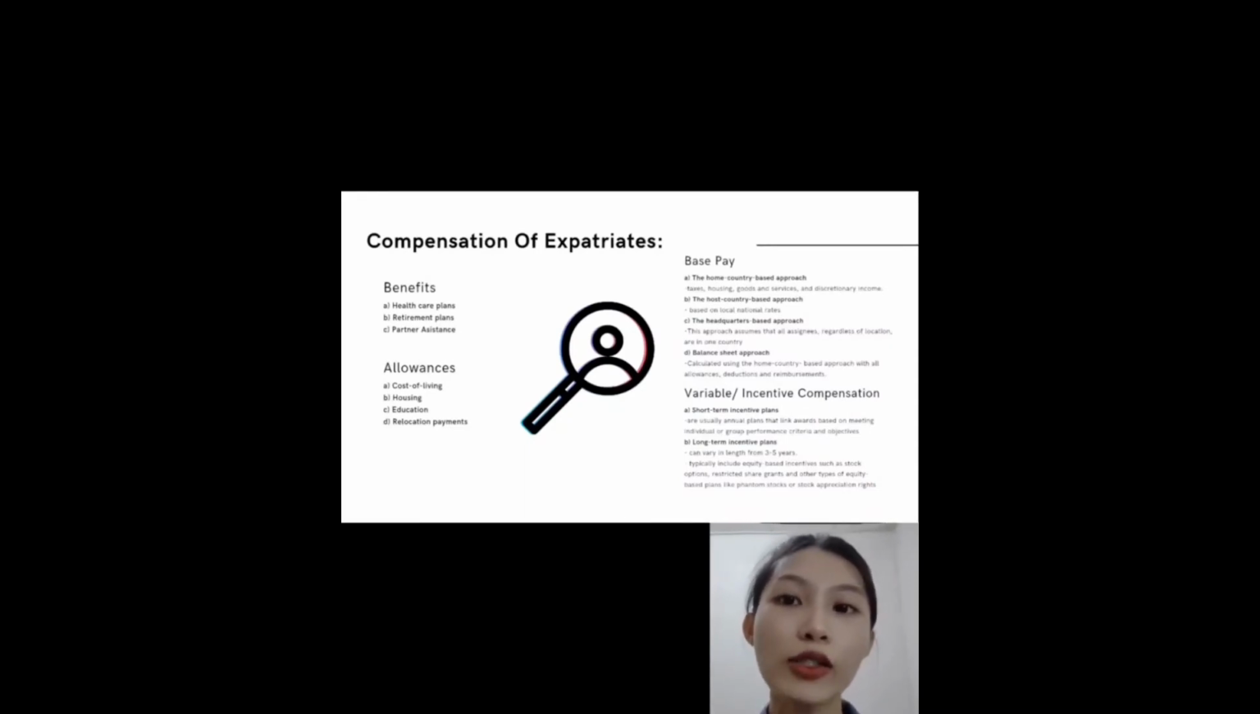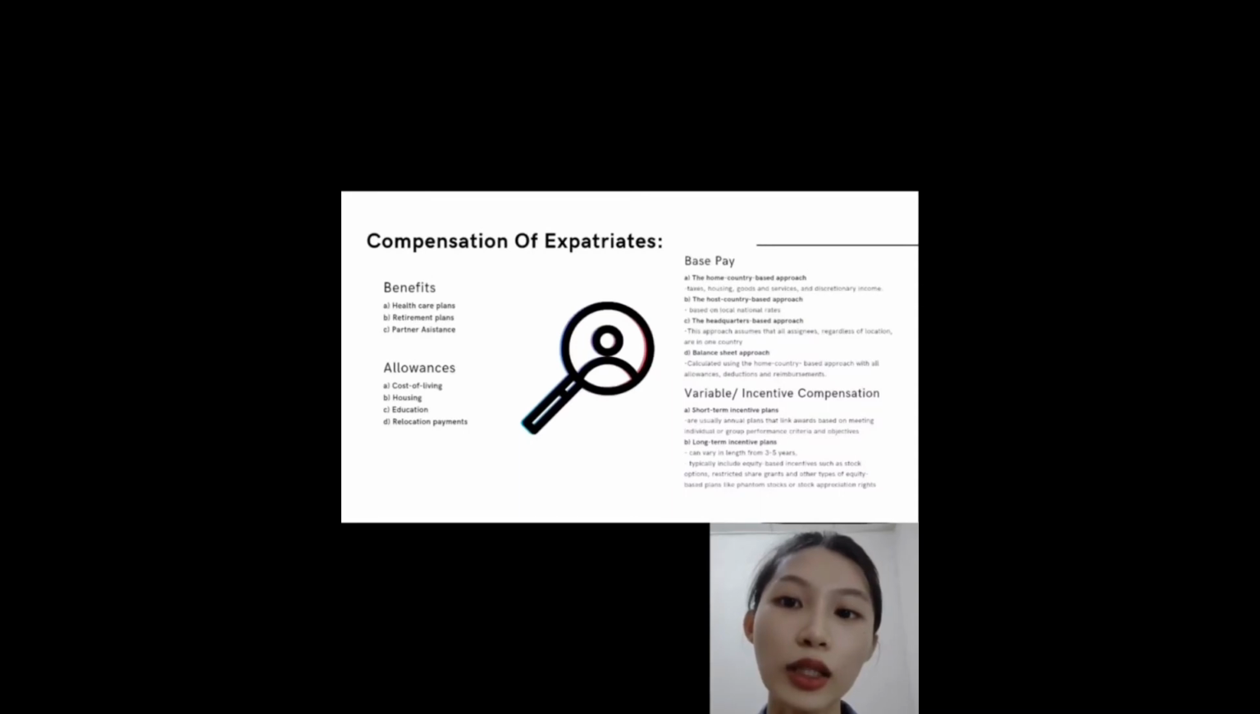The second point is variable and incentive compensation. It generally falls into 2 categories, which are short-term incentive plans and long-term incentive plans. Short-term incentive plans are usually annual plans that link awards based on meeting individual or group performance criteria and objectives. However, long-term incentive plans can vary in length from 3 to 5 years.